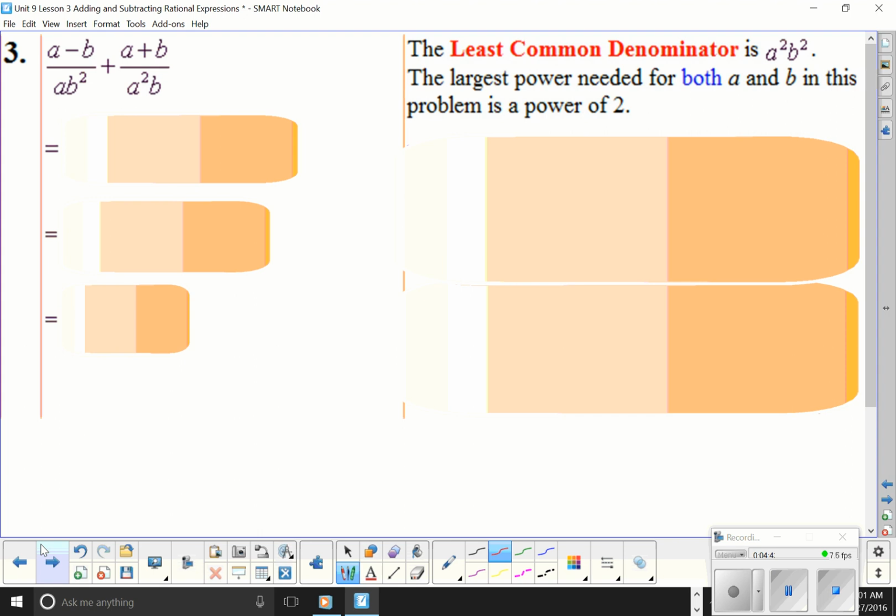Here's another one. A minus b over ab squared plus a plus b over a squared b. Least common denominator is a squared b squared. The largest power needed for both a and b in this problem is a power of 2. So the first fraction, I need to multiply it by a over a. The second one by b over b. And I do that.